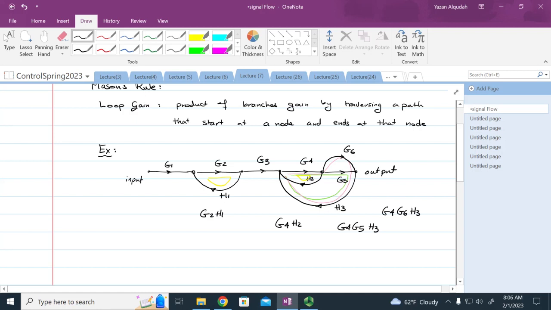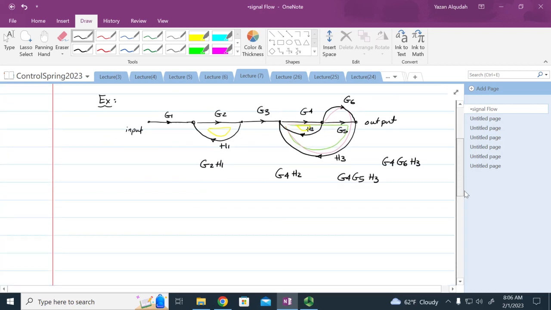Is that clear, everybody? So here's a loop, here's another loop, here's a third loop, and here is a fourth loop. These are the loop gains of the signal flow.